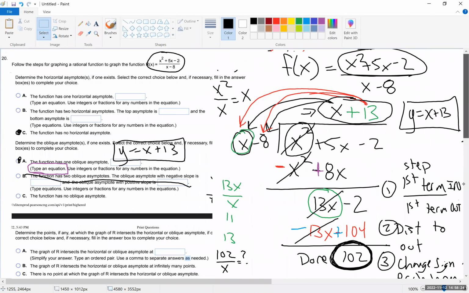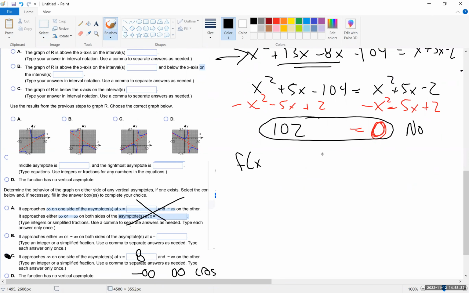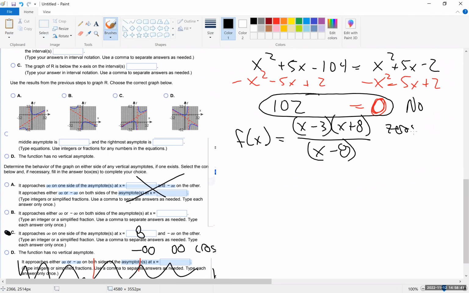We're going to take the function, which is f of x equals x minus 3 times x plus 8 divided by x minus 8. And this is a while back, but the zeros from the top are 3 and negative 8, and the vertical asymptote was 8. When you're doing a sign chart, always start with negative infinity, then go to the next smallest value, which is negative 8. Then you go to 3, then you go to 8, then you go to infinity.